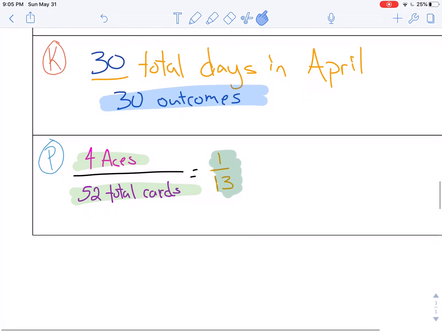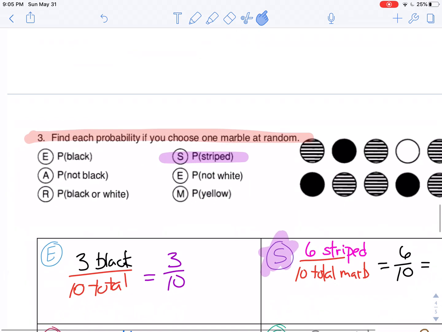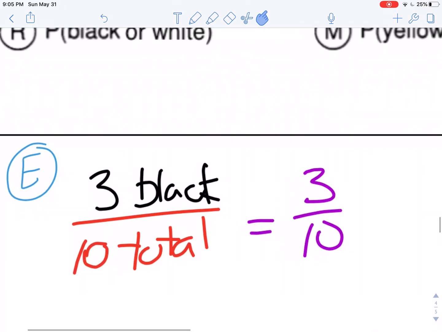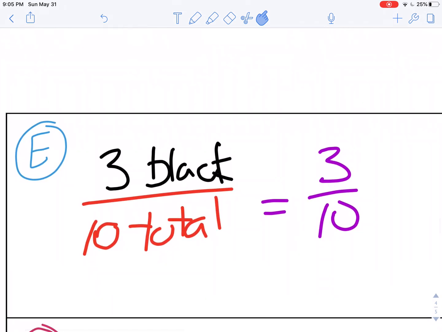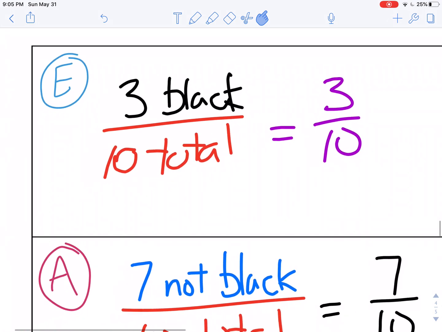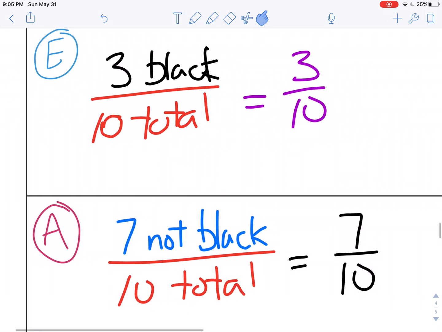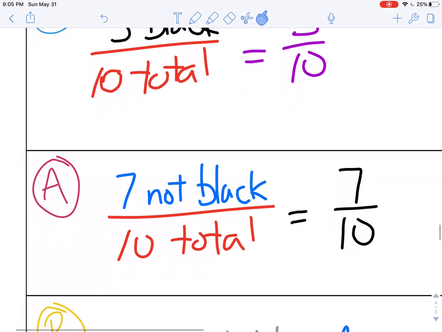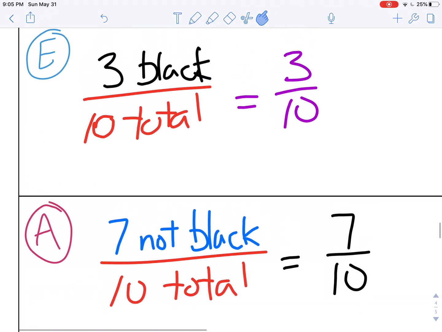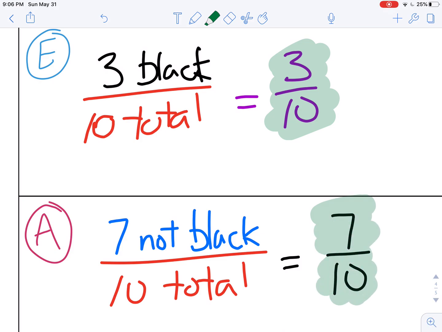All right, our very last page about the marbles. Box E. 3 of the 10 marbles are black, so that probability is 3/10. The next one is not black, so if 3 of them are black, then 7 of them have to not be black. So that's 7 out of 10, or 7/10. That's simplified. Let me quickly go back and highlight those answers, 3/10 and 7/10.